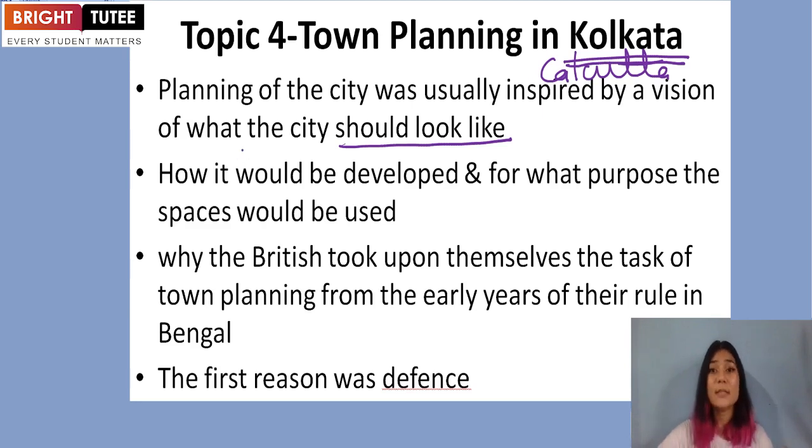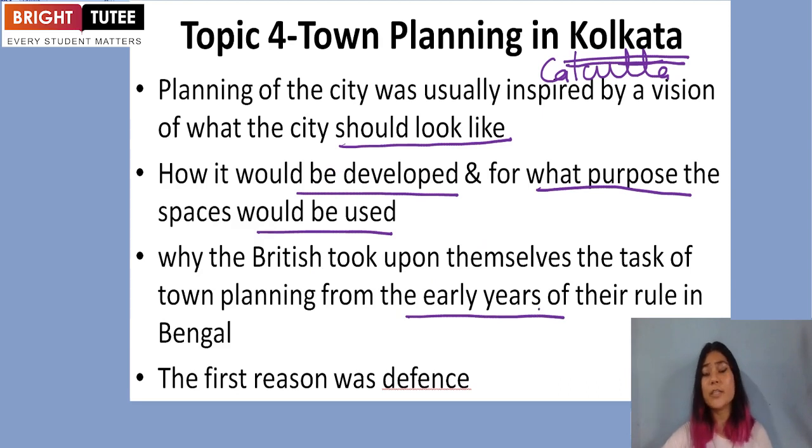Okay? And they were very clear as to how it should be developed and for what purpose that town would be used, for what purpose it was developed. So all these were already figured out before the town was built and developed. Okay. Now the British government and the East India Company took upon themselves the task to build the town of Calcutta from their early years. Okay, from their early years in Bengal, they were very keen and they knew they had to build the city of Calcutta.